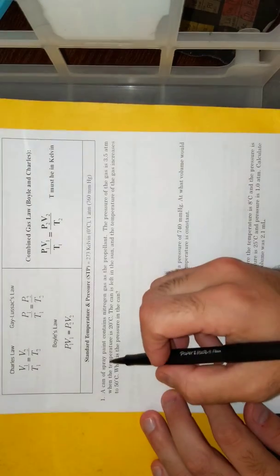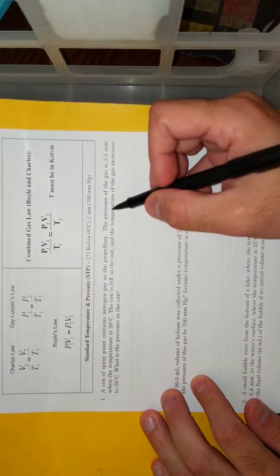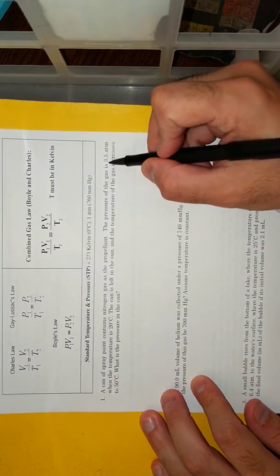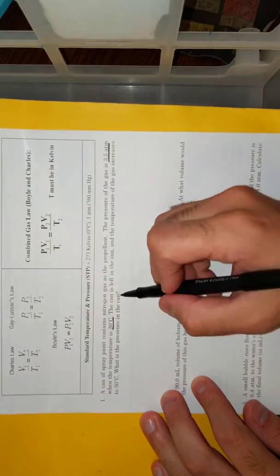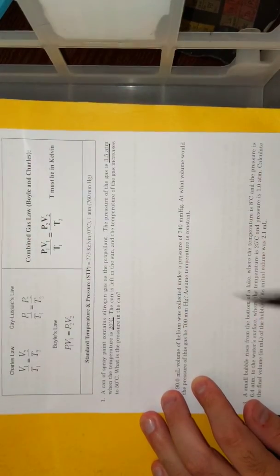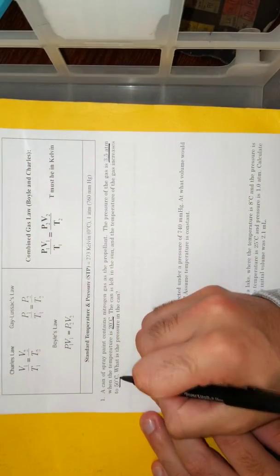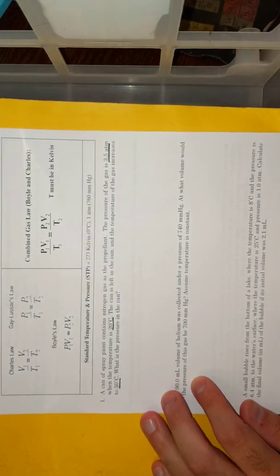So let's look at this first question. It says a can of spray paint contains nitrogen gas as a propellant. The pressure of the gas is 3.5 atmospheres when the temperature is 20 degrees Celsius. The can is left in the sun and the temperature of the gas increases to 50 degrees Celsius. What is the pressure of the can?